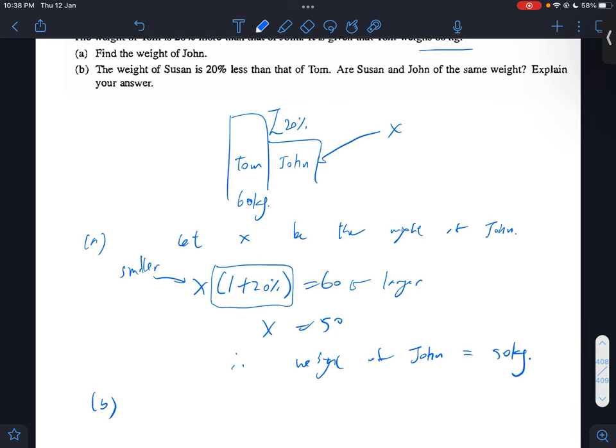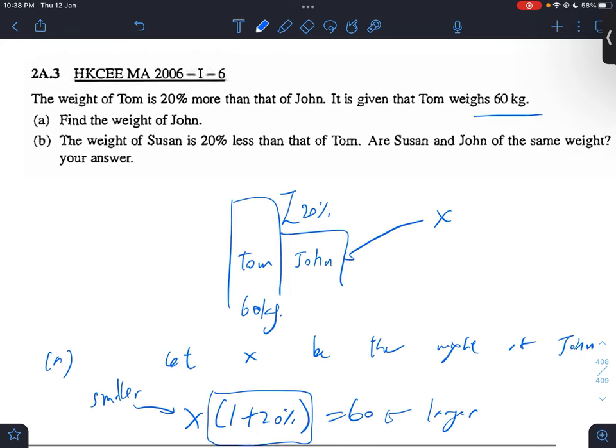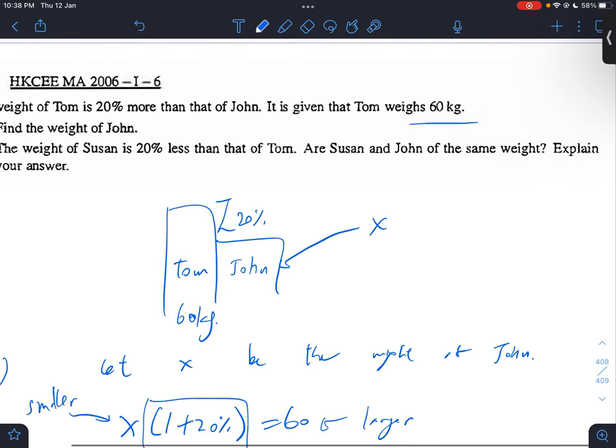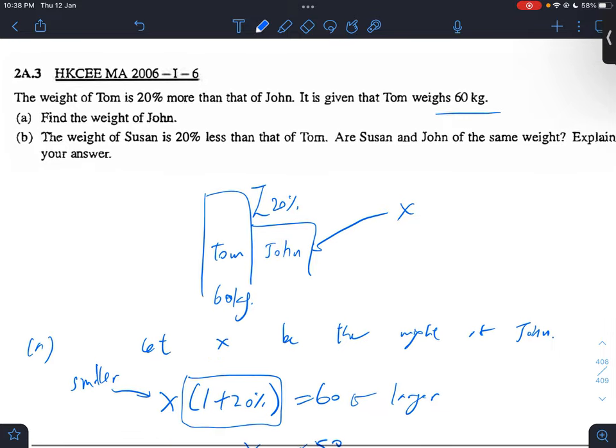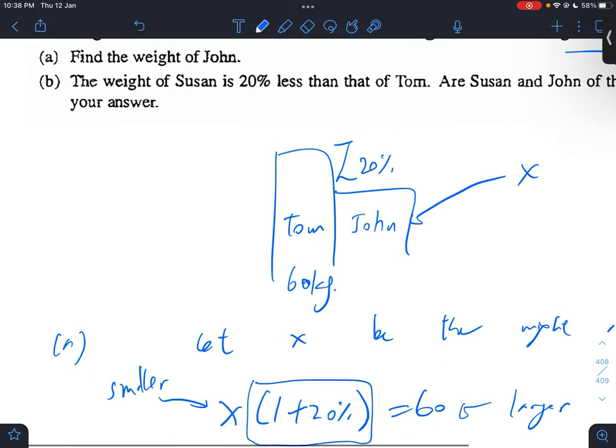Okay, so part B, the weight of Susan is 20% less than that of Tom. Are Susan and John of the same weight? Explain your answer. Okay, there's a new person called Susan, and she has a weight 20% less than Tom.